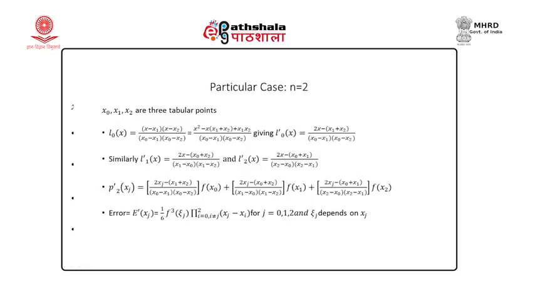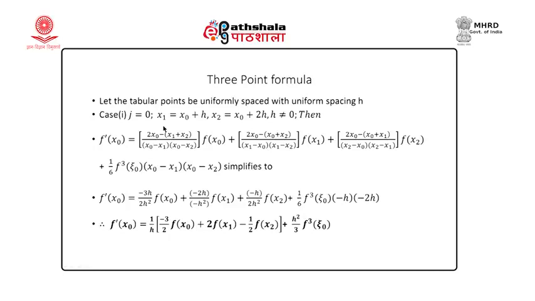Now, if we need the derivative at, let us say, x0, and let us assume the points are uniformly spaced with uniform spacing h. So, let us denote x1 as x0 plus h, x2 as x0 plus 2h. We are using j equal to 0. Similarly, we can use j equal to 1, j equal to 2 and so on. So, let us derive the formulas for the derivative at the point x0.